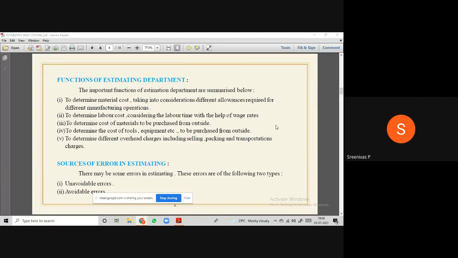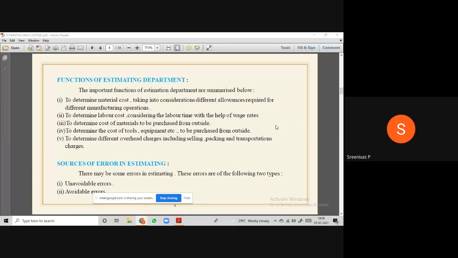So before estimating, he must go through the drawings. Earlier in the previous slide, I have shown some drawings. The engineer will provide those drawings and blueprints. The estimator should have a good knowledge of different machines, their operations and operation timings for the products being manufactured.